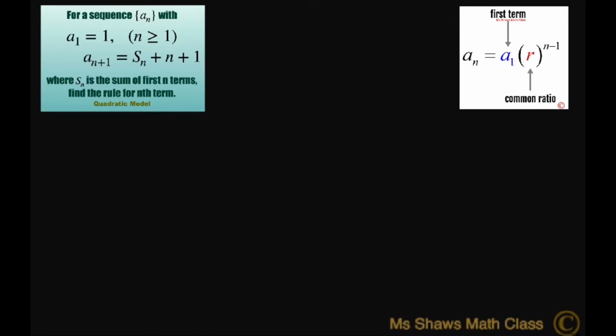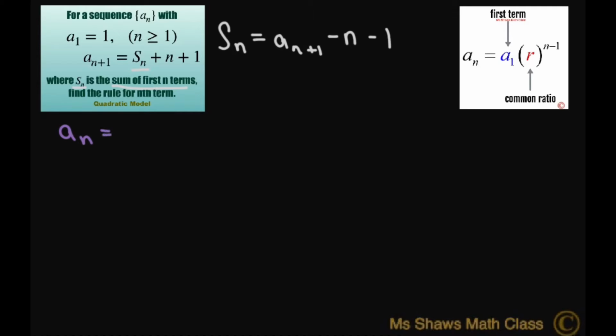So the first thing let's do is let's solve for our s sub n, the sum of the first n terms. And if you do that, you're going to get s sub n equals a sub n plus 1 minus n minus 1. All right, so from that, we can solve for our nth term.